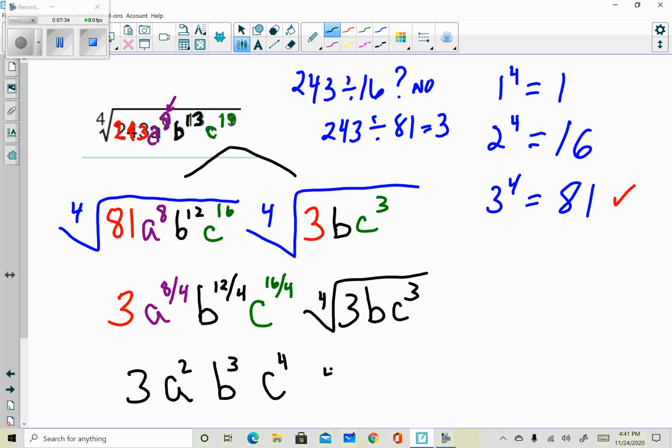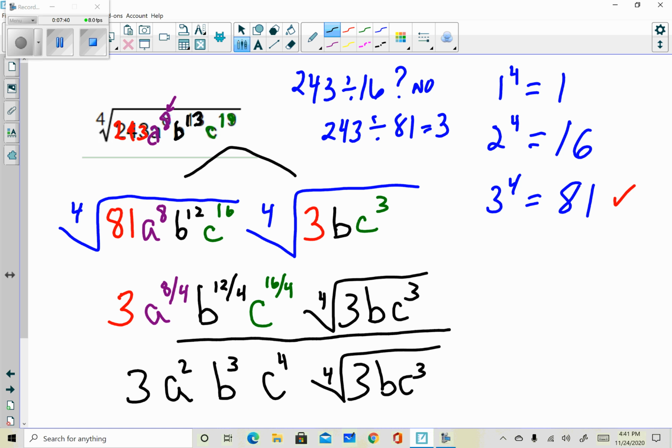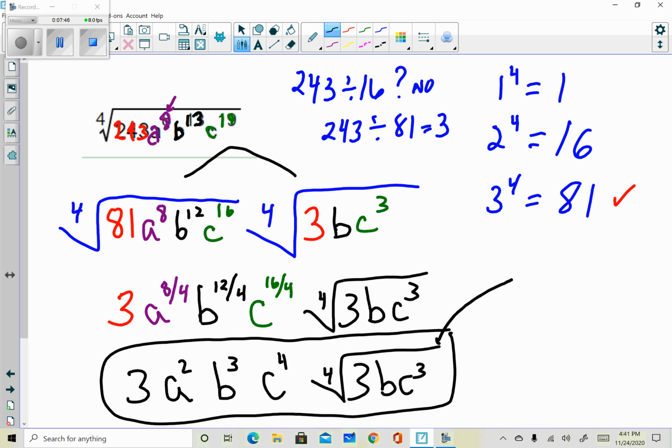We copy this down, the fourth root of 3bc to the third, and this is the simplest answer. Simplified means there's much less inside the radical than there was originally. There's a lot of other stuff, but none of this other stuff is inside the radical. That's why it's considered more simplified.